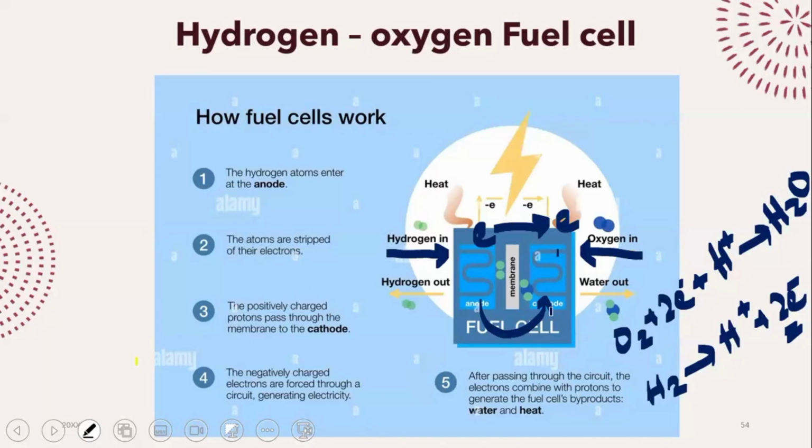The flow of electrons gives us current. So electrical current is generated. That is how your hydrogen oxygen fuel cell works.